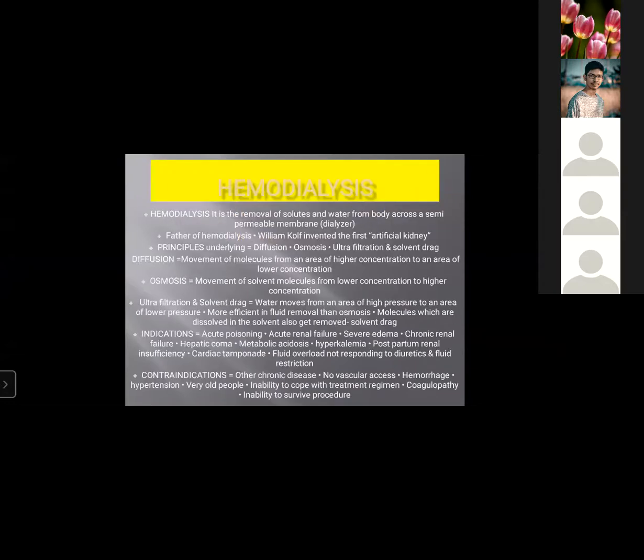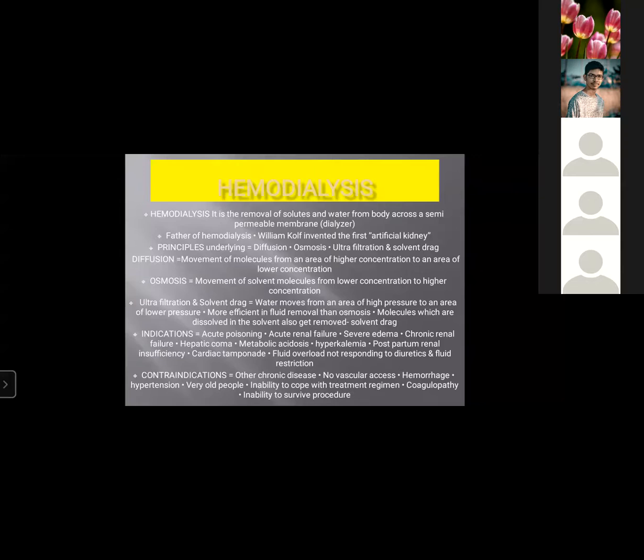Hemodialysis is the removal of solids and water from the body across a semi-permeable membrane, meaning the dialyzer. Father of hemodialysis, William Kolff invented the first artificial kidney. Principles underlying: diffusion, osmosis, ultrafiltration, and solvent drag.